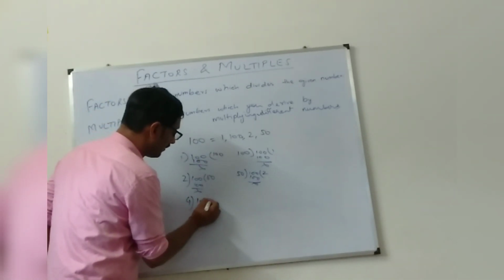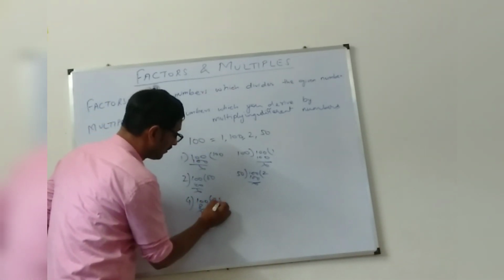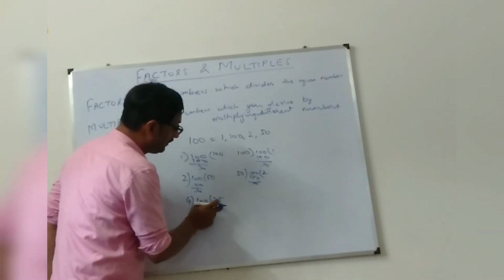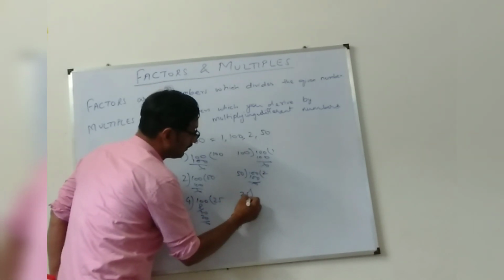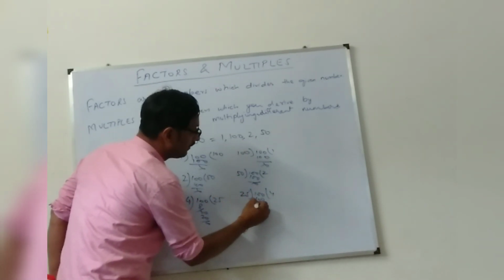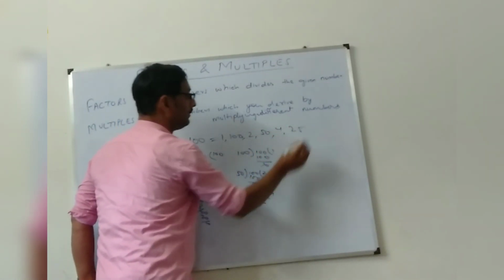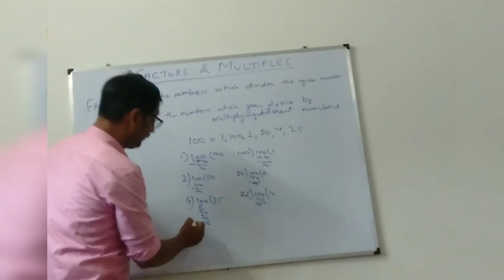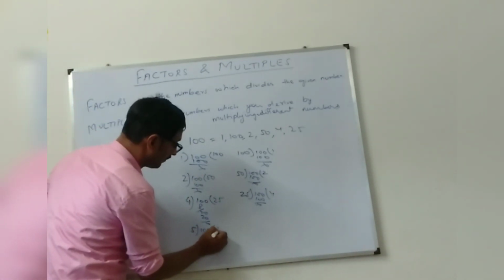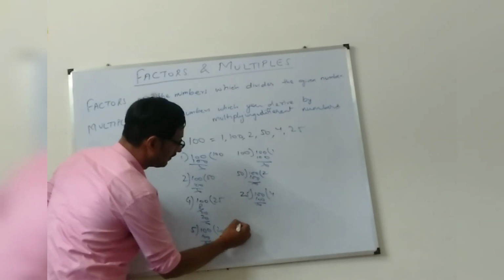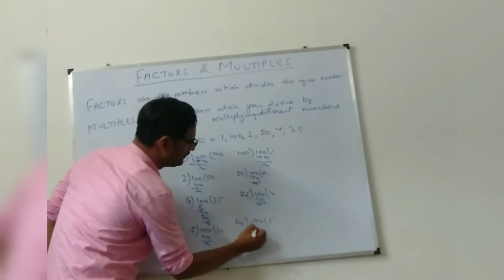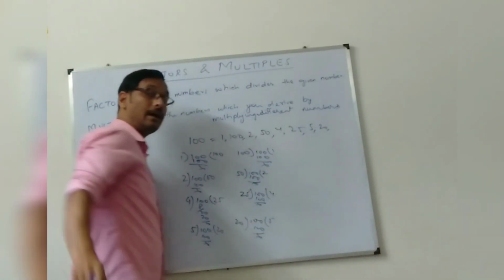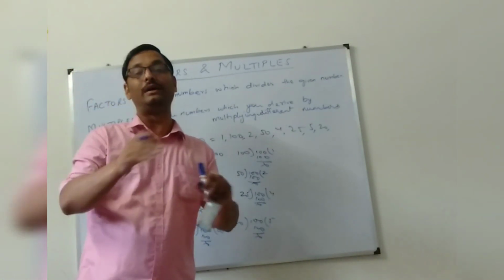With 4, you divide this 100 and you get the answer 25. 4 times 25 is 100, so 4 and 25. Now again a borderline has been set up in between 4 and 25. Next 5. 5 times 20 is 100. Again a borderline has been set up in between 5 and 20.